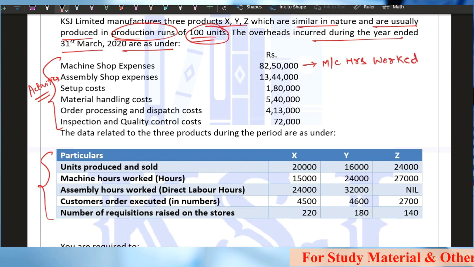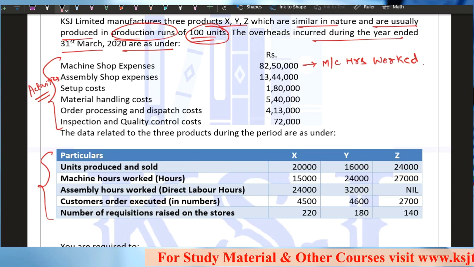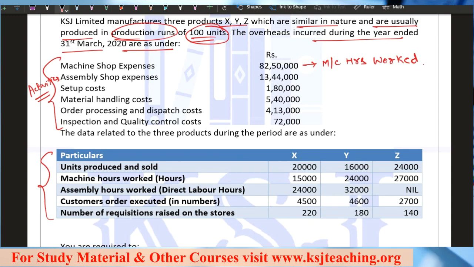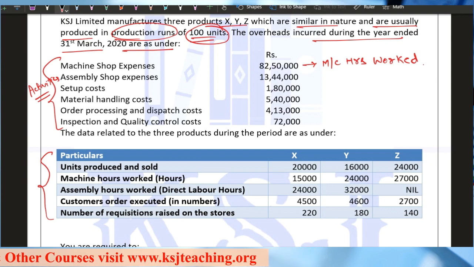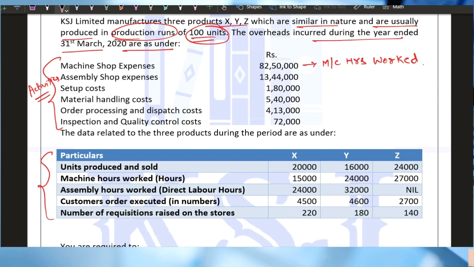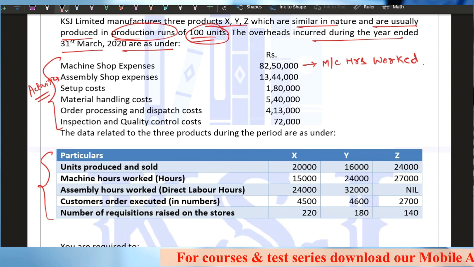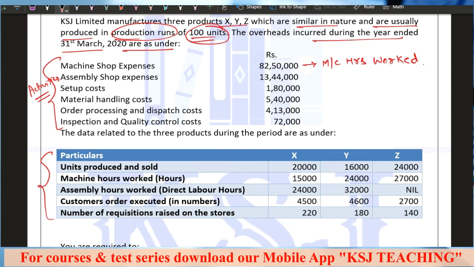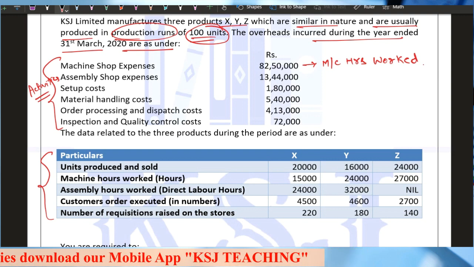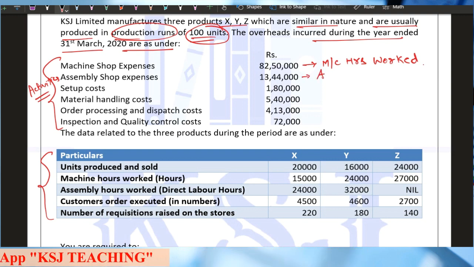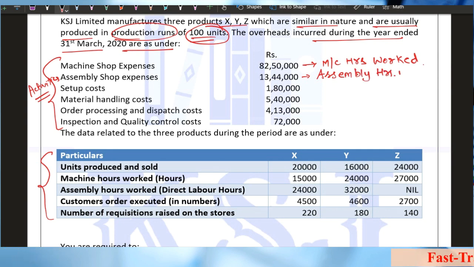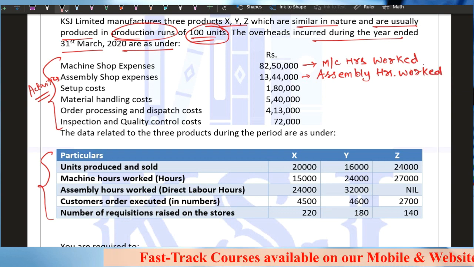Isn't it? What is a machine shop? Where a number of machines are working, and the expenses will be dependent upon the number of hours you are going to run the machines in that area. Am I wrong? No, sir. Next is assembly shop expenses. Now tell me, the assembly shop expenses will be dependent upon which factor? Sir, assembly hours worked. These are direct.